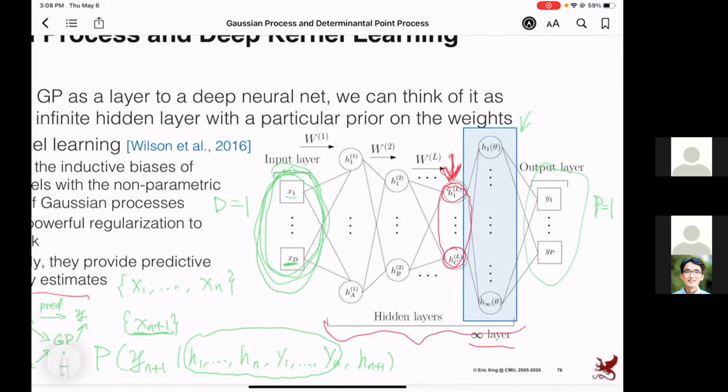Okay. Yeah. So I guess the picture here is trying to be general to say, well, we can have multi-dimensional input and output. But for the one-dimensional function examples, the time series examples, D and P both equal 1. Okay, then I will think about it. Yeah. Okay.